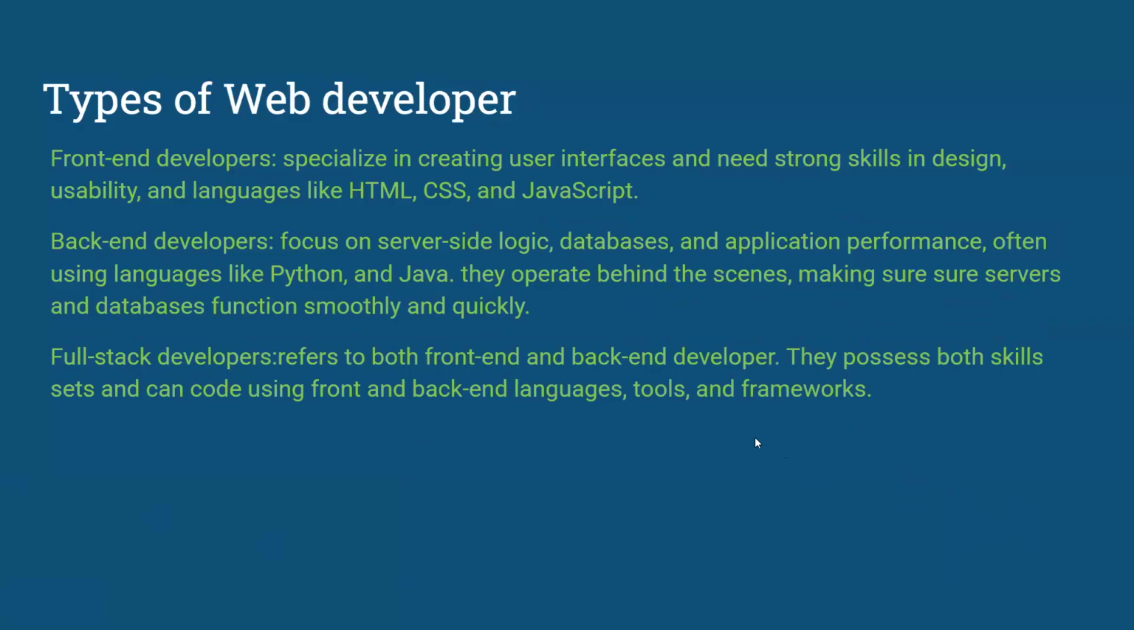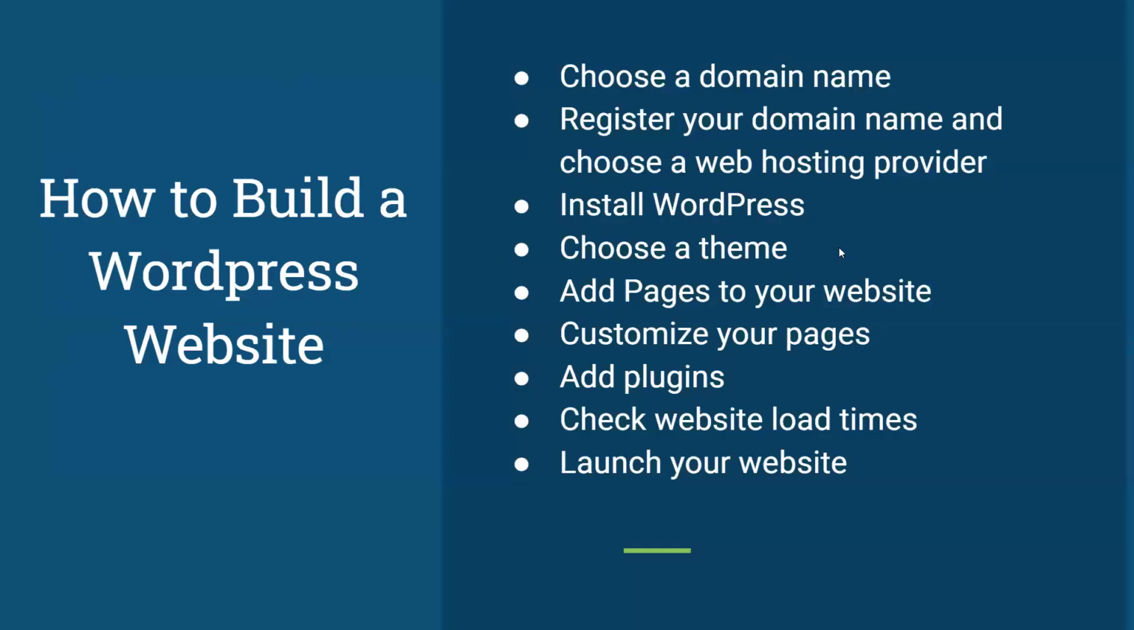Next, how to build a WordPress website. You choose a domain name. What do we call a domain name? A domain name is a unique name associated with a website, allowing visitors to access it by typing it into their browser.